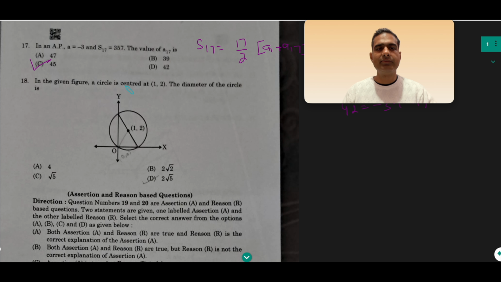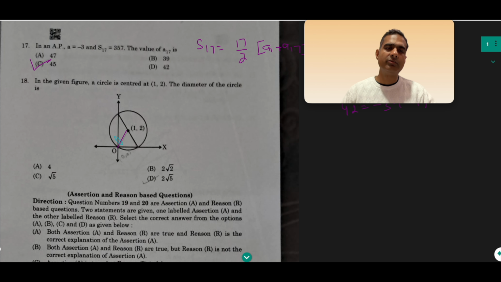Now in the given figure, a circle is centered at (1, 2). The diameter of the circle is? So this is a simple application of the distance formula and the concept of circle. So we have to find out the diameter. So from this figure we can see that the radius will be this length, which is the distance of (1, 2) from the origin.